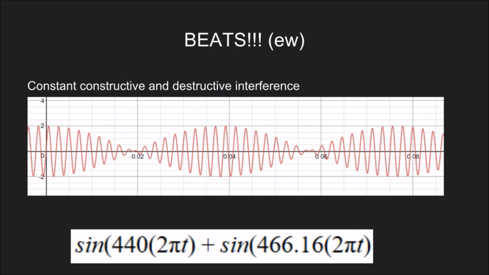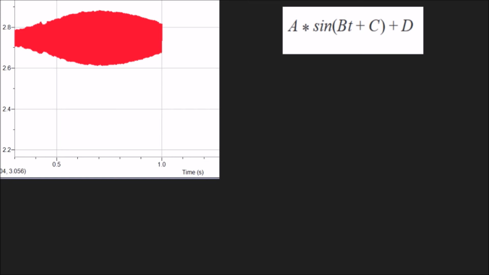But this graph is a perfect graph, and not everything in this world is perfect. What you heard looks more like this. In order to find the equation of the standing wave, we will need to find A, B, C, and D. D is the frequency of the function, and we can find it by using the equation 2 pi over period.